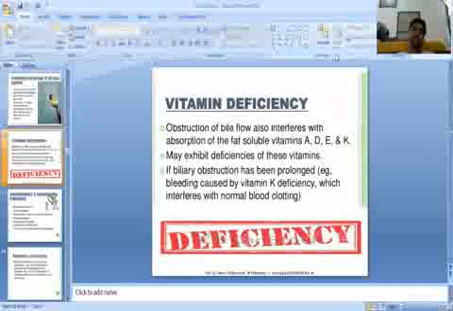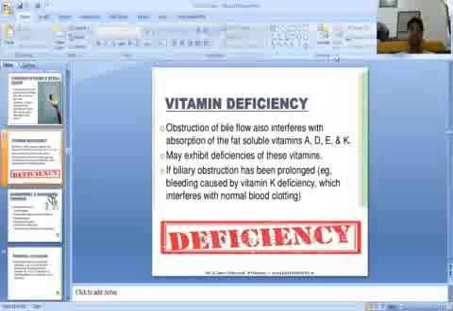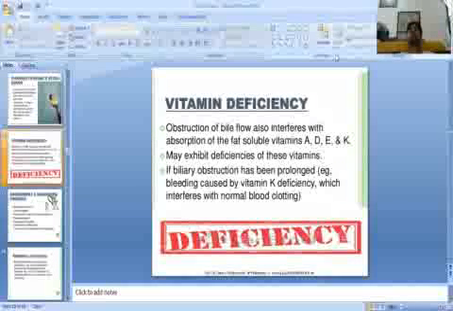Vitamin deficiency. Obstruction of bile flow also interferes with absorption of the fat-soluble vitamins A, D, E, K. Patients may exhibit deficiency of these vitamins if biliary obstruction has been prolonged, for example, bleeding caused by vitamin K deficiency, which interferes with normal blood clotting.